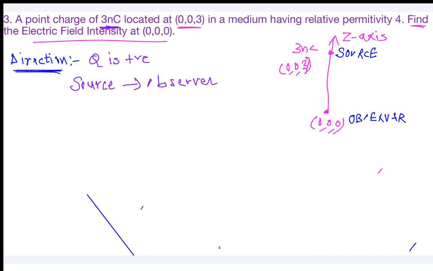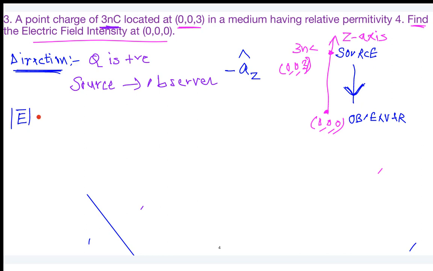Yes, sir. Can you find out the magnitude now? What is the magnitude part? The magnitude part will be q divided by 4 pi epsilon r square. Actually, it is the same as Coulomb's law of force, where Q2 is 1 Coulomb. So you have to imagine that a 1 Coulomb charge is existing here, and you can see the spacing between the observer is 3 meters. So you can substitute the value.